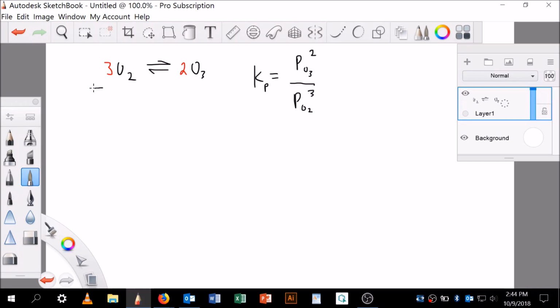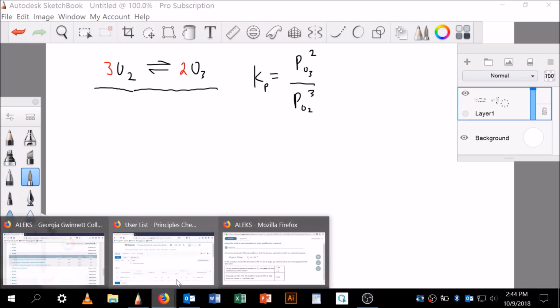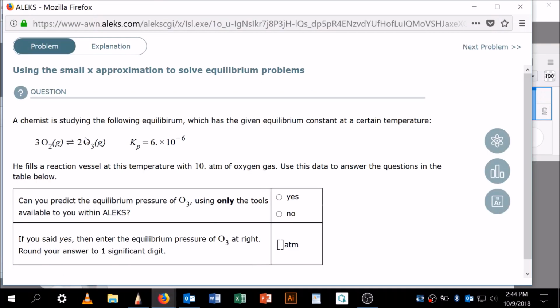And so we start the reaction out. I think it was with 10 atmospheres of O2, but let's go back over and look at it. It is Kp, we'll write that in a minute. He fills a reaction vessel, 10 atmospheres of oxygen gas, which is O2. So can we predict the equilibrium of O3 using only the tools? I'm assuming yes, but let's go ahead and work through it.